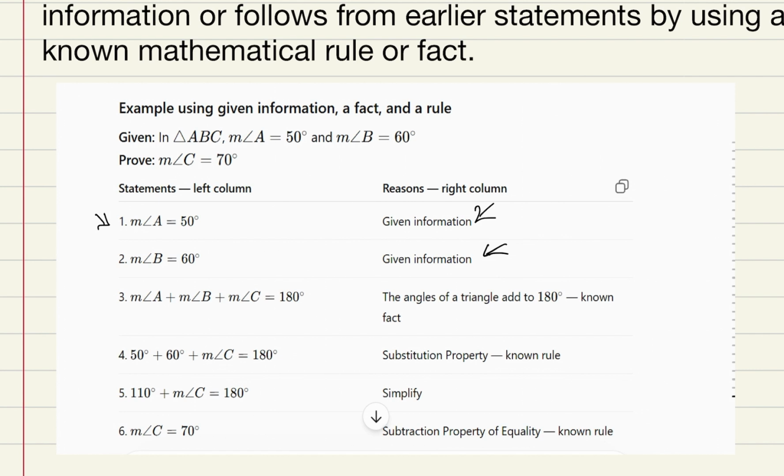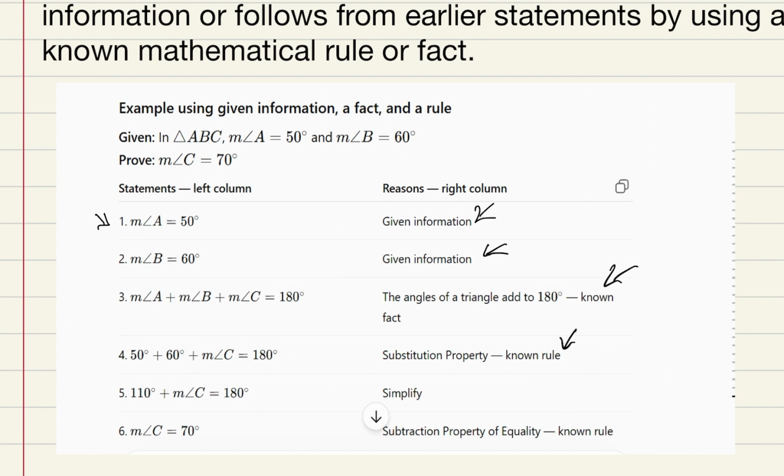And so we go to number 4, 50 degrees plus 60 degrees plus measure of angle C is equal to 180 degrees. So again, sorry, going back to number 3, I missed that. On the right, we gave the reason. So we say the angles of a triangle add to 180 degrees. That's a known fact. So going to number 4, we're calling this the substitution property. If you go back to my last videos, I do explain what the substitution property is. So this is a known rule.